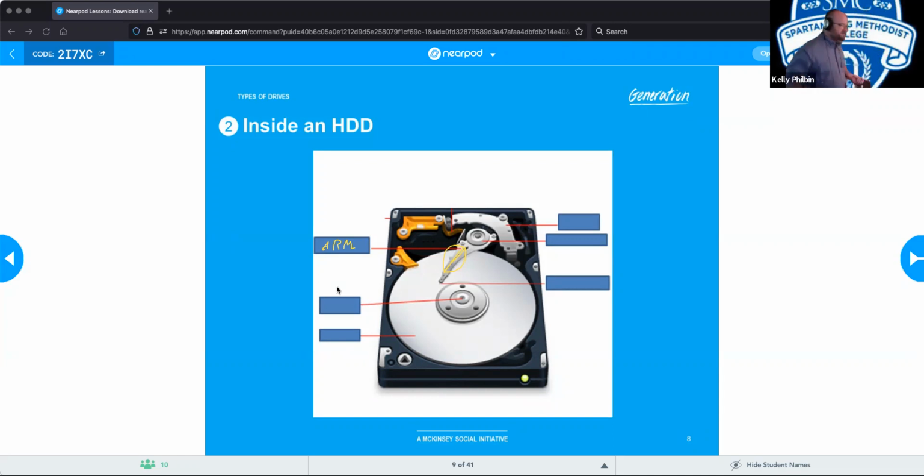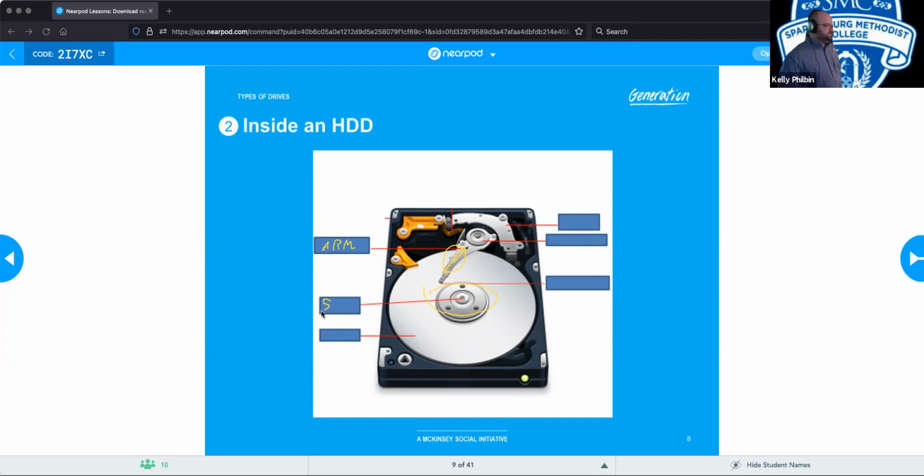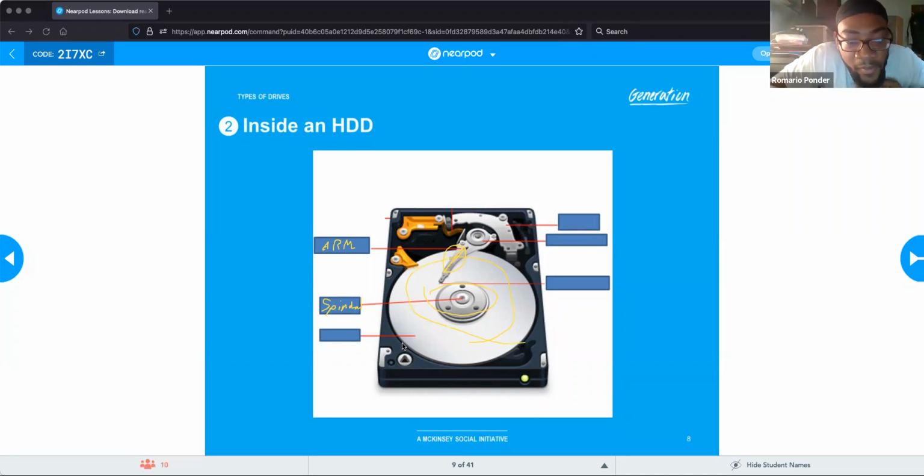Next, TK, what do we have right here? This centerpiece right there. Is that the spindle? That absolutely is the spindle. Very good. Let's see here, Romario. This big round thing here. That would be the platter.